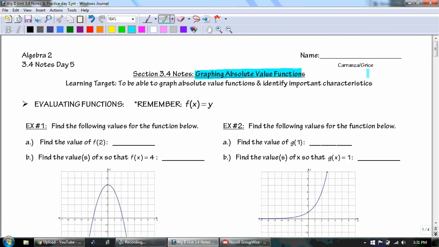So we're talking about evaluating functions. This page should be a flashback to what we were doing in Unit 1 and maybe even Unit 0.